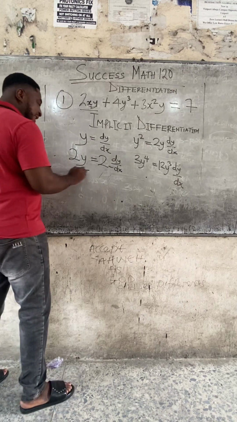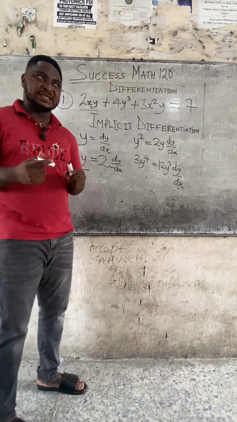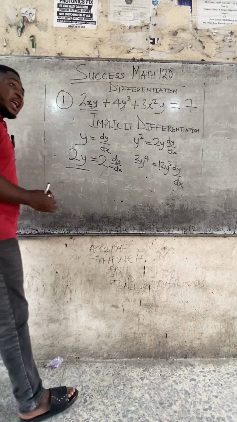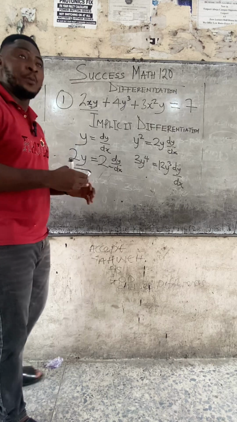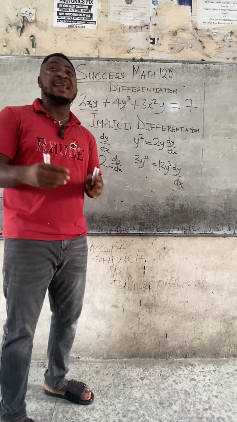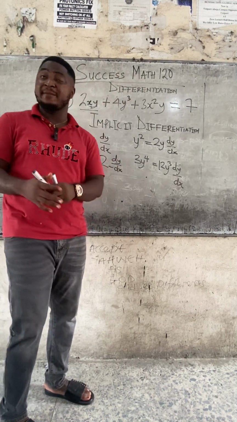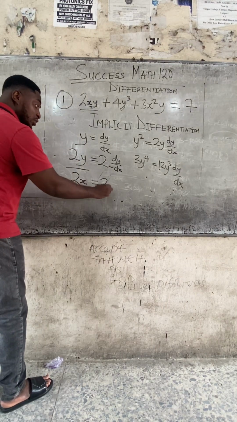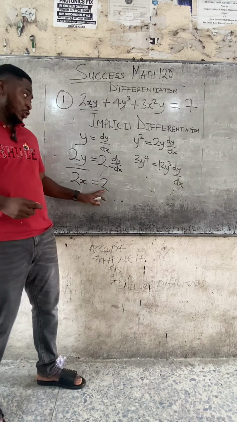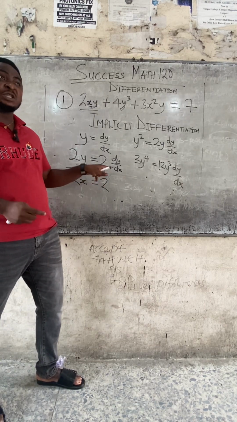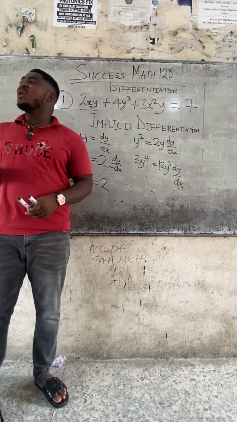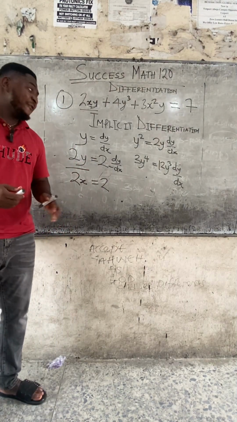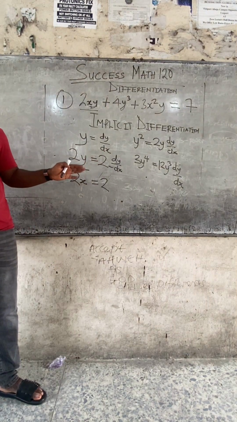For y components, class, treat them as if you are treating an x component. But after doing it, you now put dy dx at the end. That's the difference. Class, let me remind you. Anytime you are differentiating a y component, assume it is an x component. So do it as you would do an x component. But at the end of it, you now put dy dx. Class, if this was 2x, what would have been the differentiation of 2x? Is it not 2? Differentiate 2x, you have 2. But differentiate 2y, you also have 2, but at the end of it, you put dy dx. For every y component you differentiate, always include dy dx.